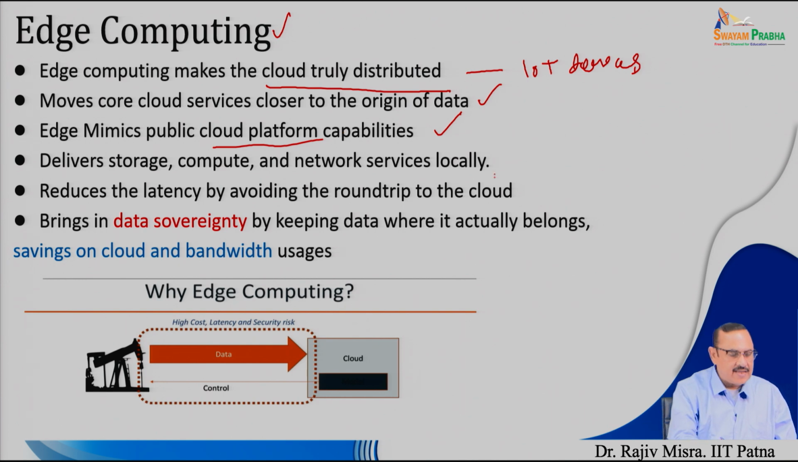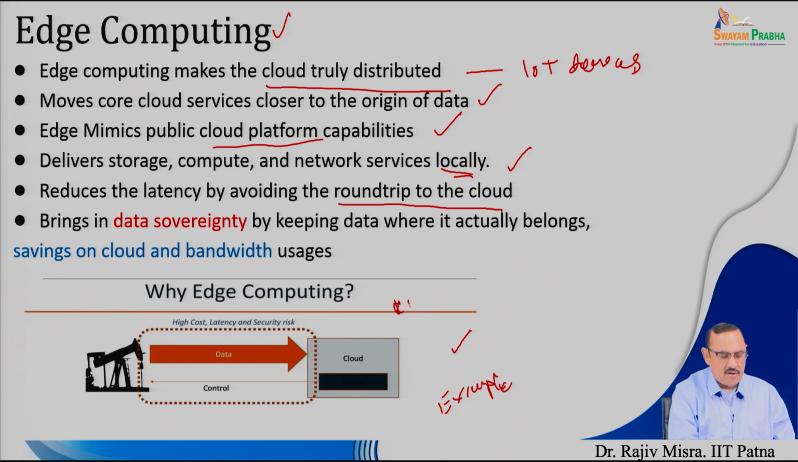Fourth important thing is that it delivers the storage, compute and network services, which earlier used to be done by the cloud, and which are now also being done locally with the help of edge computing. Edge computing reduces the latency by avoiding the round trip time to the cloud. What we mean by round trip time is shown by this particular example.